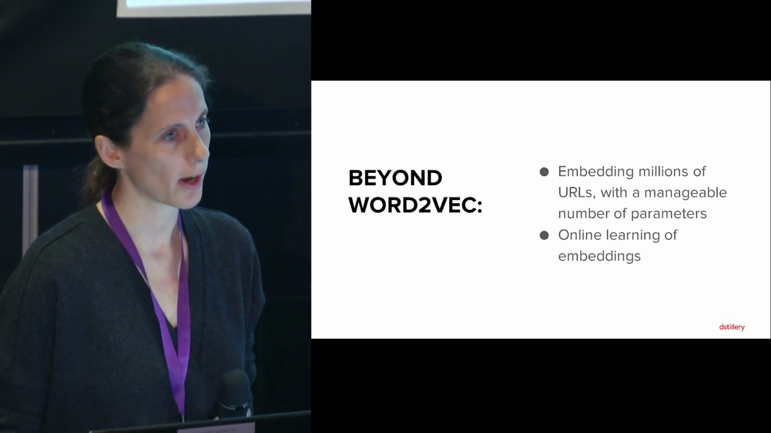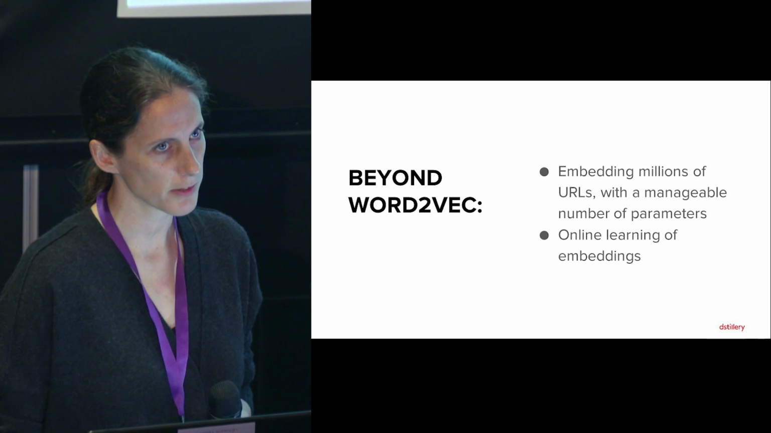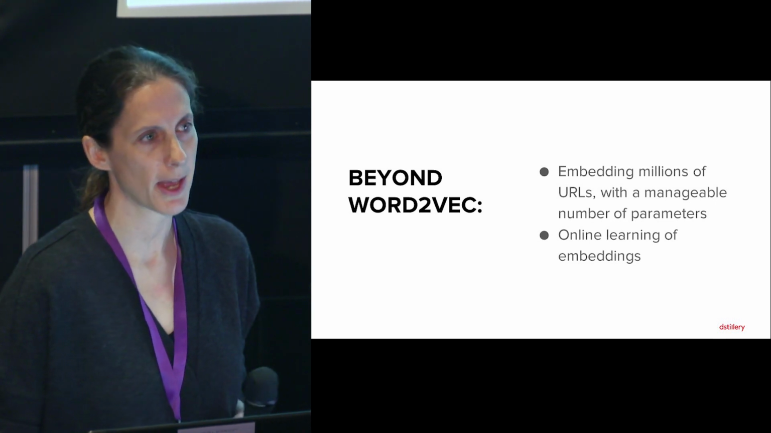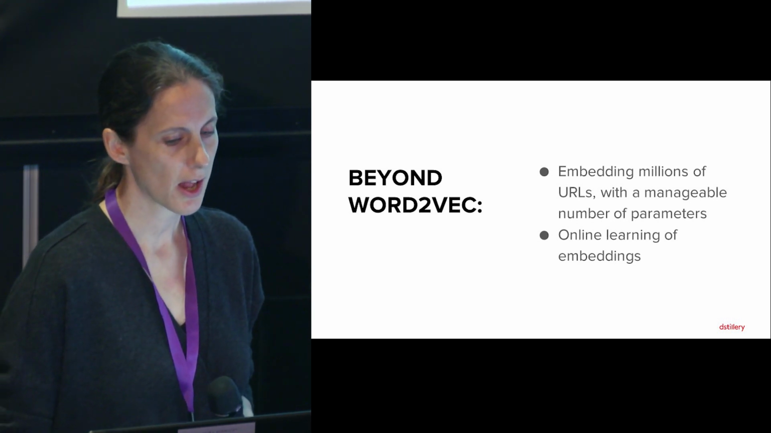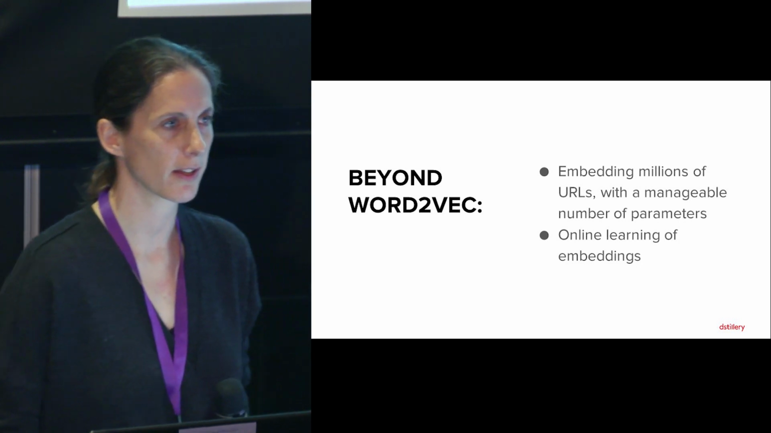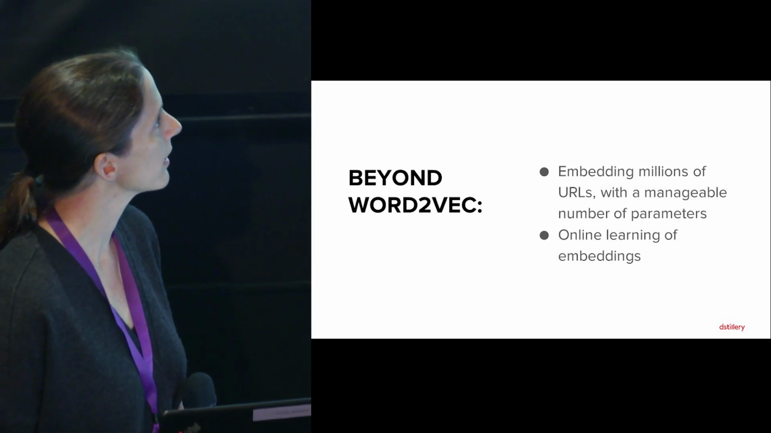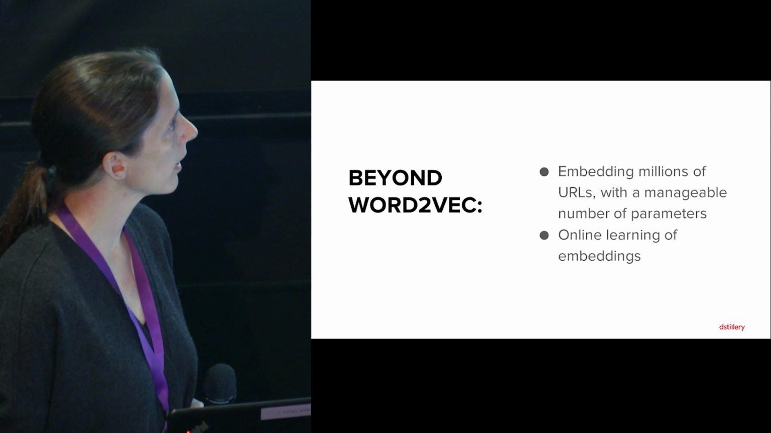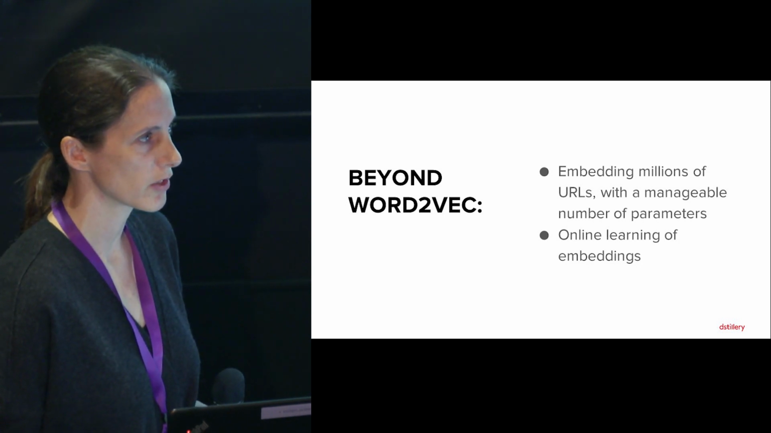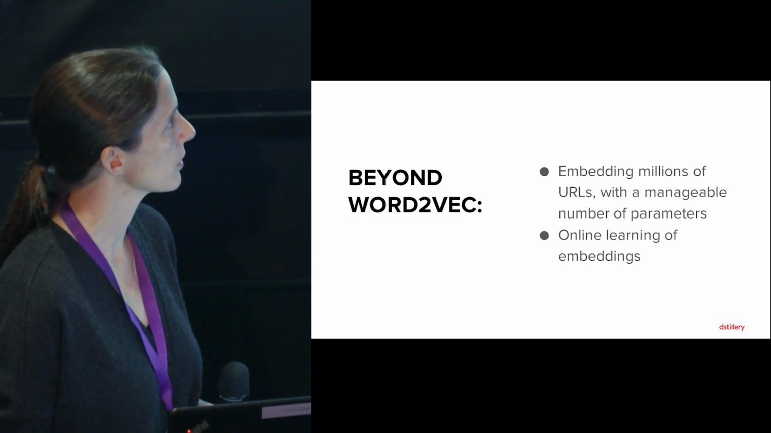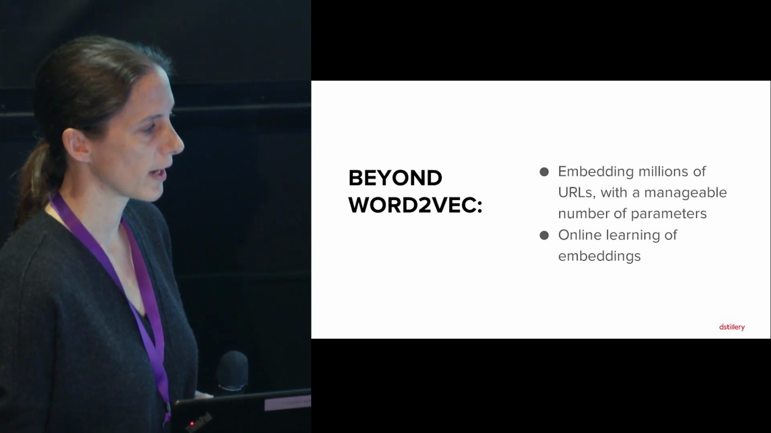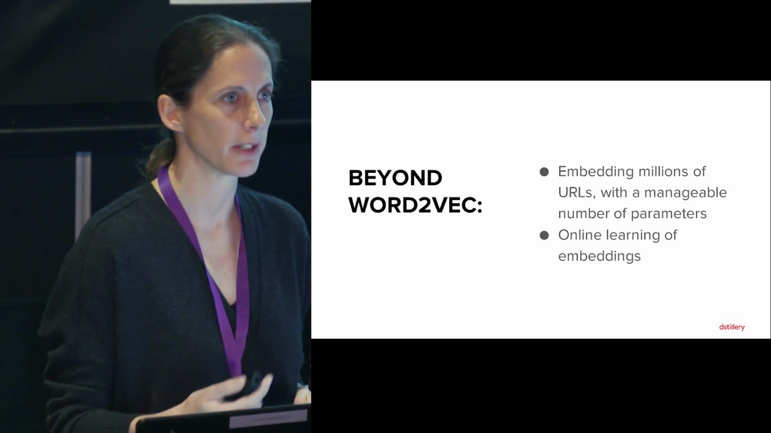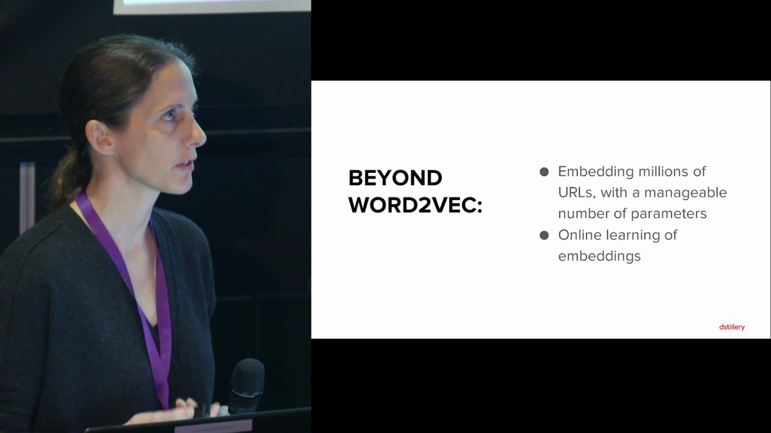I just showed you how we learned embeddings with 50,000 URLs. But if you remember, we really want to embed up to 10 million URLs. And we want to be able to do this with a network that has a manageable number of parameters. Also, Word2Vec requires a pre-calculation of a dictionary of the URLs you wish to embed. And we're receiving, as I said, 1.5 billion website visits a day. New URLs pop up all the time.